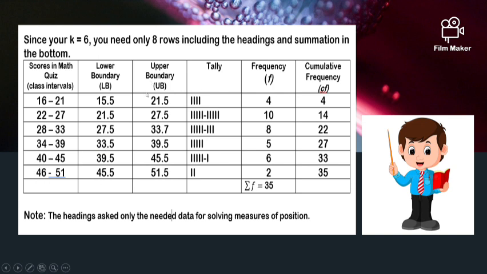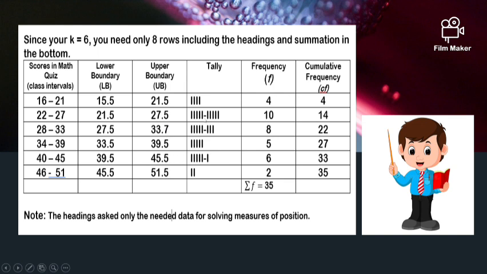What about the upper boundary? You simply add 0.5. So for example, 21 plus 0.5 is 21.5. 27 plus 0.5 is 27.5, and so on. You just add 0.5, so you have 33.5. This must be a 5. Okay, that must be a 5. 39.5, 45.5, and 51.5. Okay, so this must be a 5, not a 7.